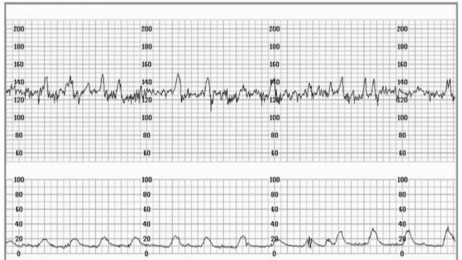First, we'll define the risk, why we are doing the CTG. The contractions here are 3 to 4 contractions every 10 minutes. The baseline heart rate is 130. There is preserved variability. There are many accelerations, no decelerations. Overall impression of this CTG is normal.